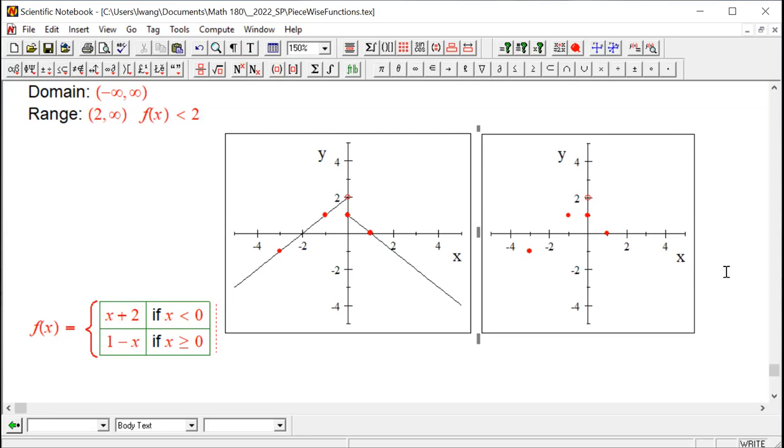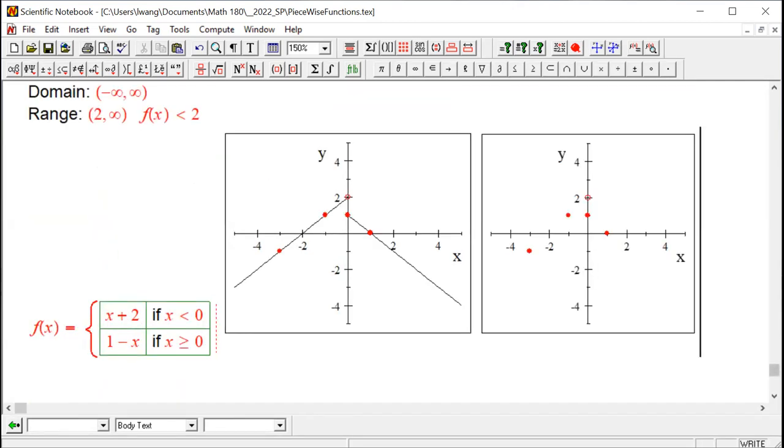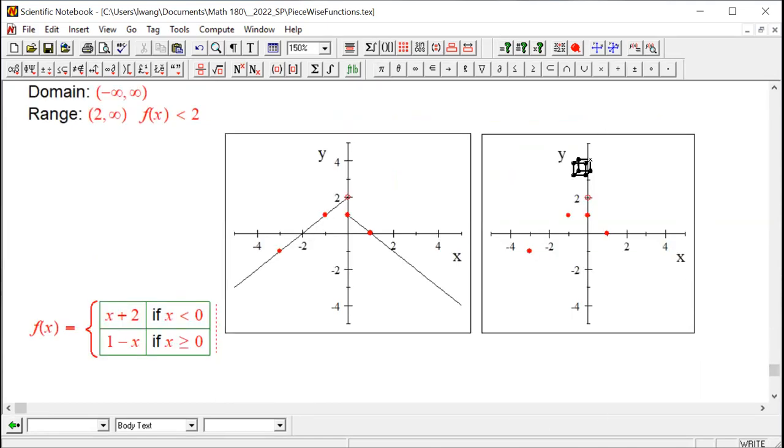So let's look at another piecewise function. I've chosen these piecewise functions, most of them from your homework, actually from calculus texts. When I was teaching calculus, I found that a lot of our students have a hard time with the graphing of these piecewise functions. So for that reason, I decided to cover that in pre-calculus. So now this is example number 4.